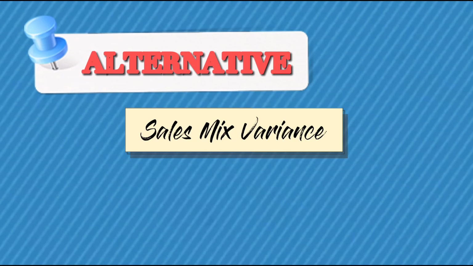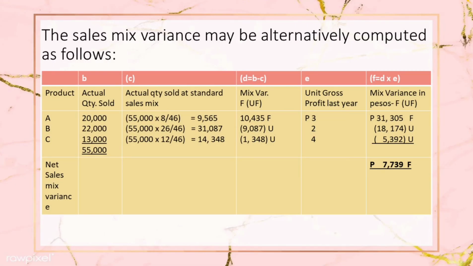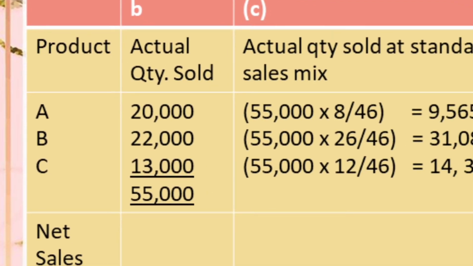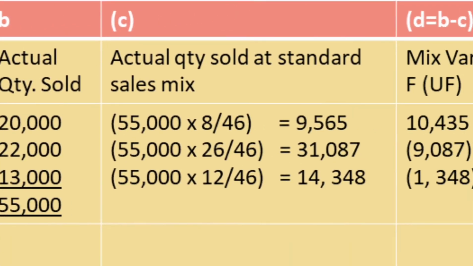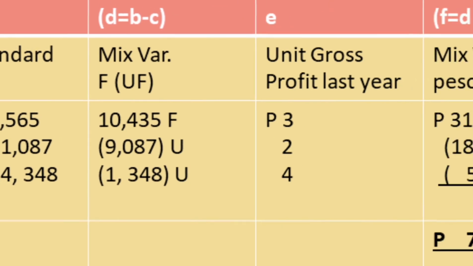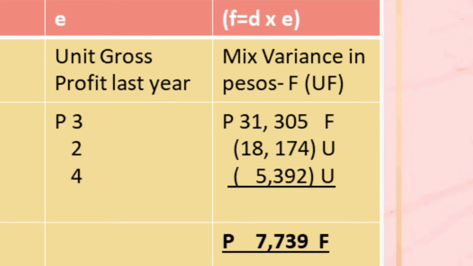There is also an alternative way of computing the sales mix variance and the sales yield variance. First, the sales mix variance. As you can see in the table, there are 6 columns. Column A determines the product. Column B, the actual quantity sold. Column C, the actual quantity sold at standard sales mix. Column D, the mix variance, either favorable or unfavorable. Column E, the unit gross profit last year. And column F, the mix variance in pesos, either favorable or unfavorable.